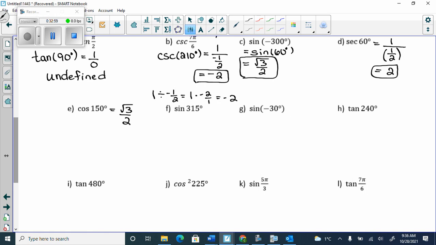What about... Yep. It is negative. Sine 315. Go to 315. It's a 45, so it's going to be root 2 over 2, and it's sine, which is y, so it's negative. Yeah.